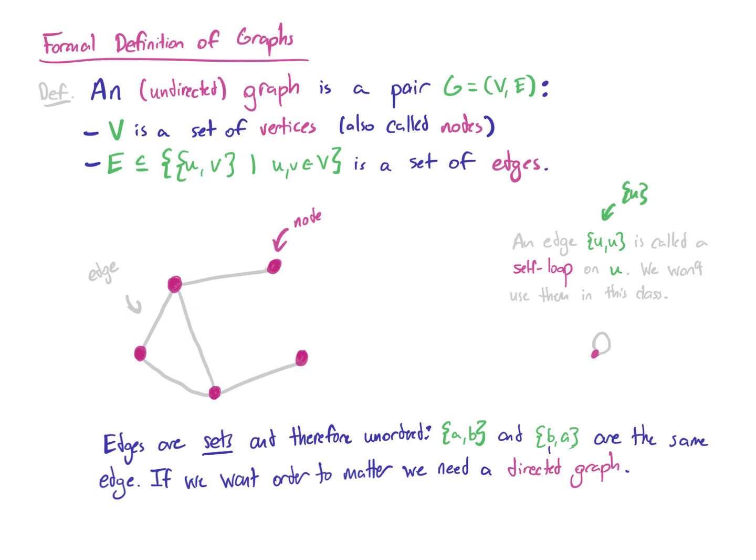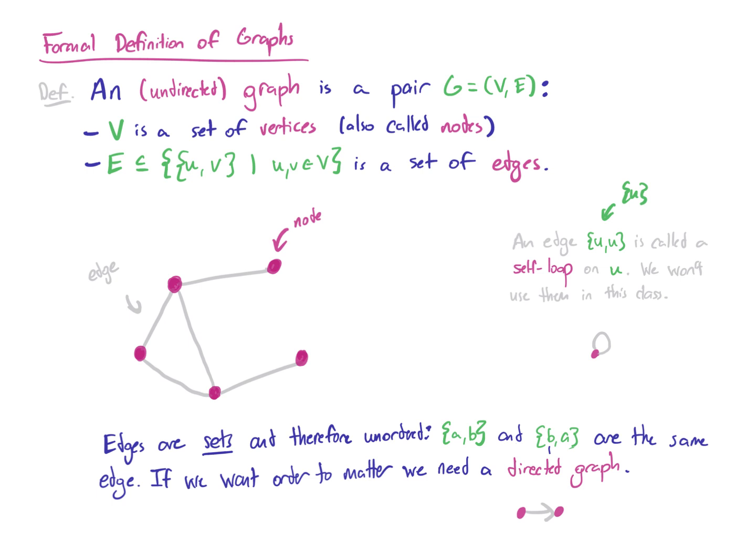If we want the order to matter, then we need a directed graph. And a directed graph is a graph in which instead of having the edges just be lines, we actually have edges represented by arrows from one node to another. This is an important idea, but not what we're going to be talking about today.